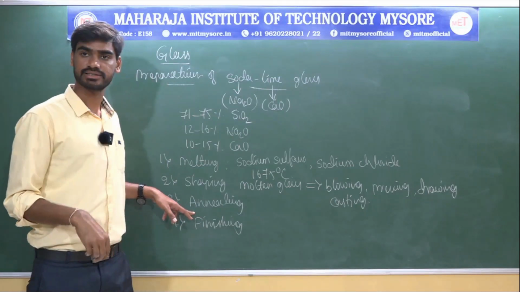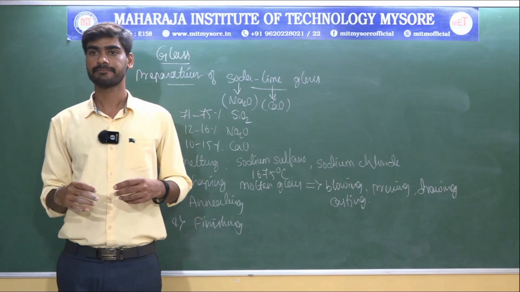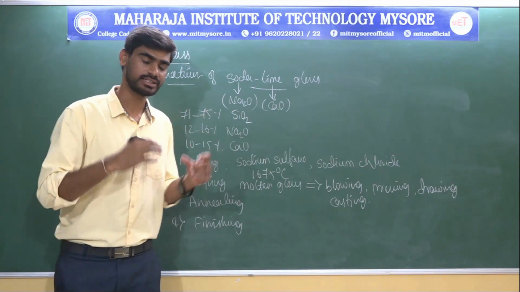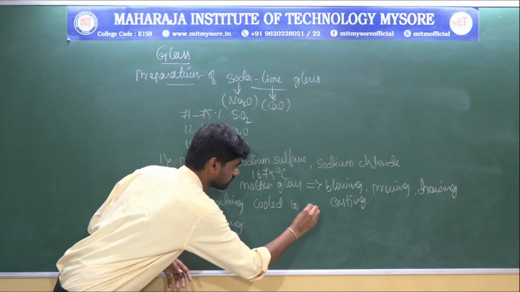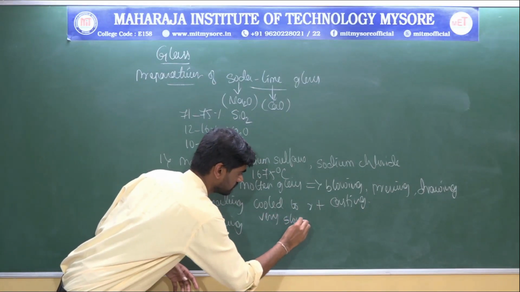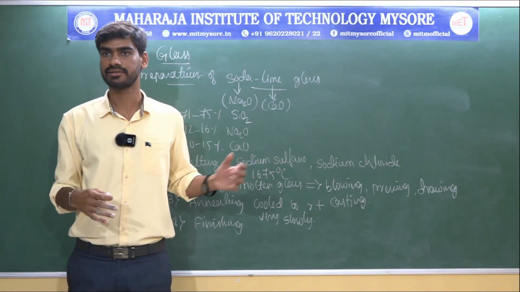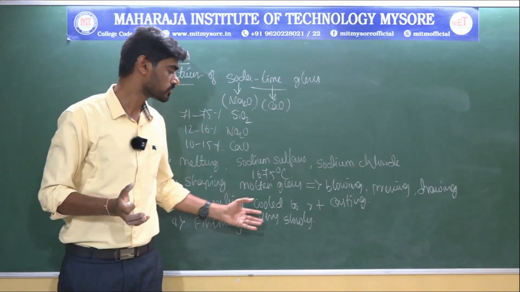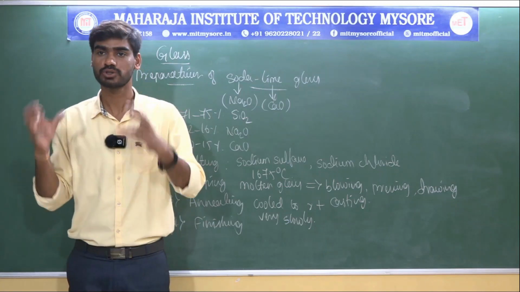When it comes to the third phase, annealing, to reduce strain, the mass is cooled to room temperature very slowly.